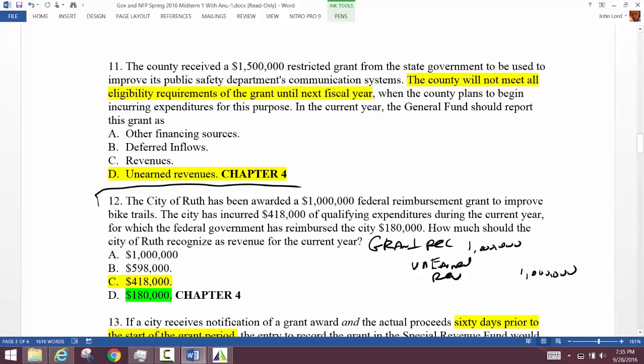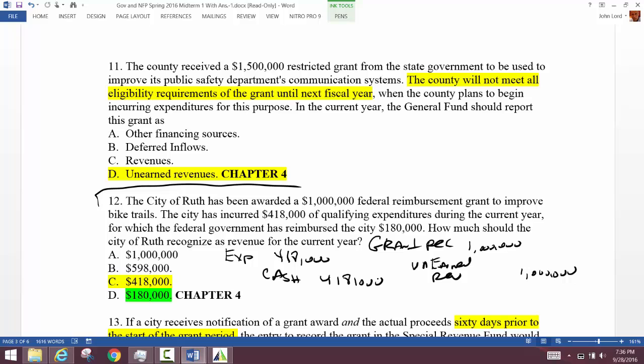And so they start to spend $418,000. So they're going to debit expenditure for how much? $418,000. And they're going to credit cash, right? For $418,000. Right? Anything else they should do? What's the requirement to be eligible for this money? You have to spend it in a reimbursement situation, don't you? So anything else they should do?